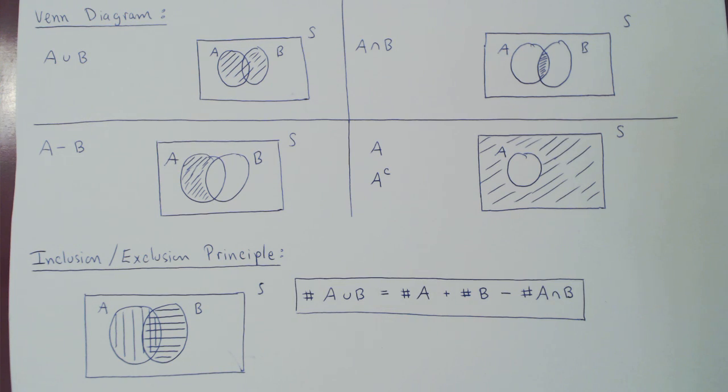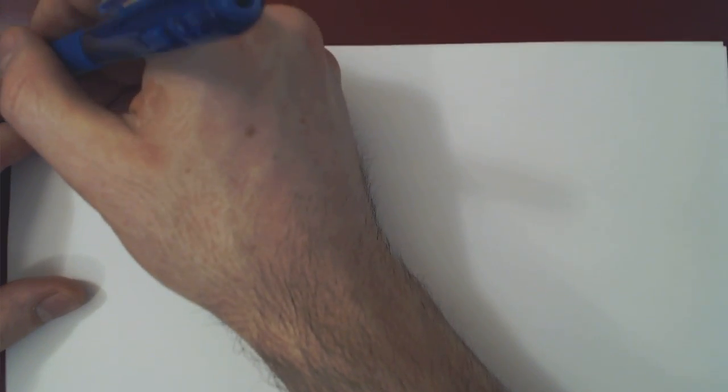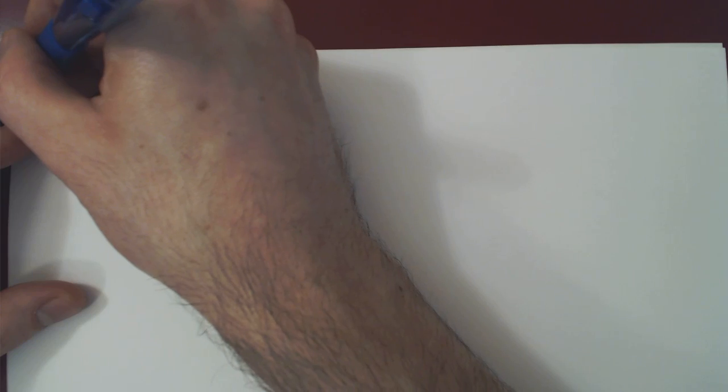Let's look at one last set operation, and that is the Cartesian product. This will be useful when we consider sequences of events or sequences of selections. Once again, this will be used in counting sequences of selections. So this is, as I've said, the Cartesian product.